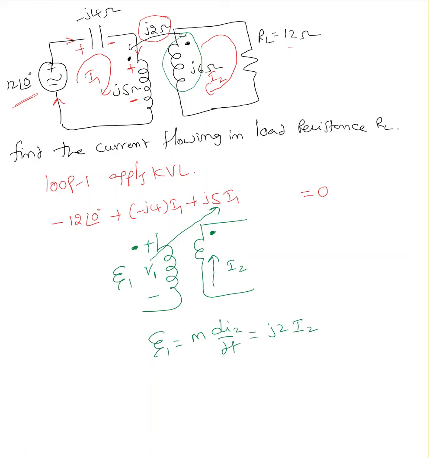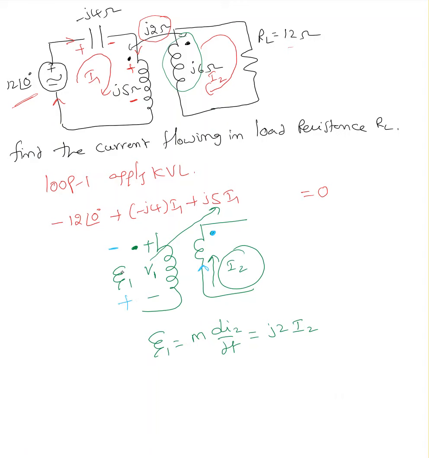Now for that E1, which terminal is positive and which terminal is negative? This E1 depends upon I2, so find out whether I2 is entering the dot or leaving the dot. Here, current I2 is leaving the dot. Current is entering from here, so the dot is at the other end of the inductor, so current is leaving the dot. That's what I meant. So current is leaving the dot, so the dotted terminal must be negative.